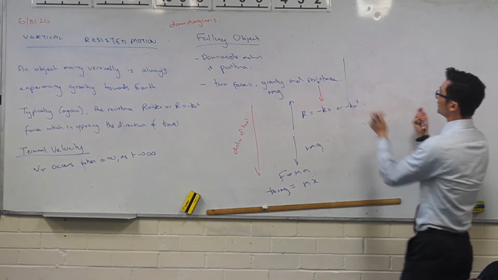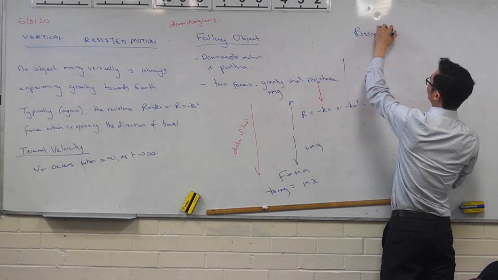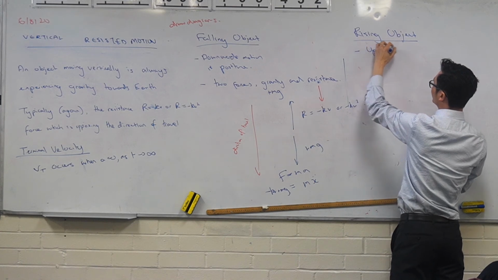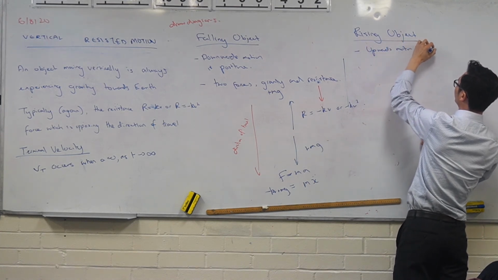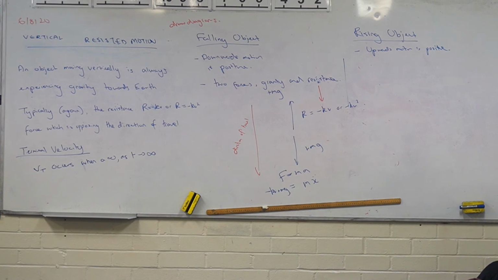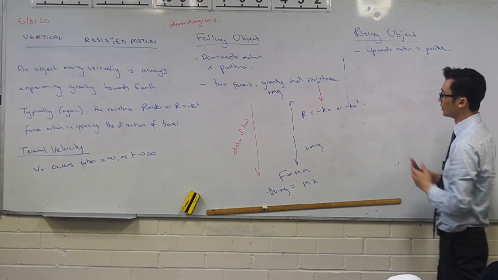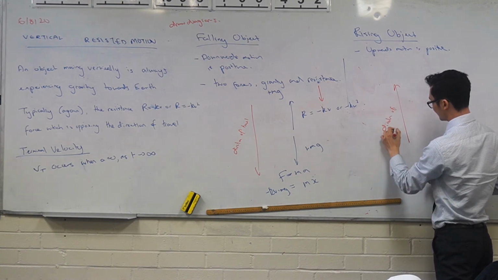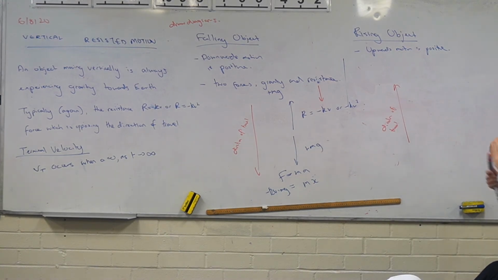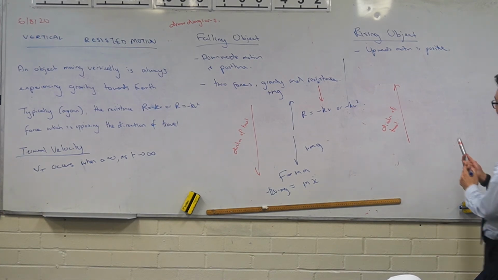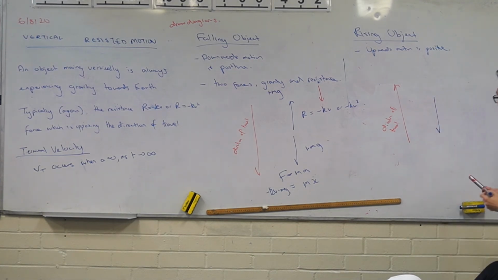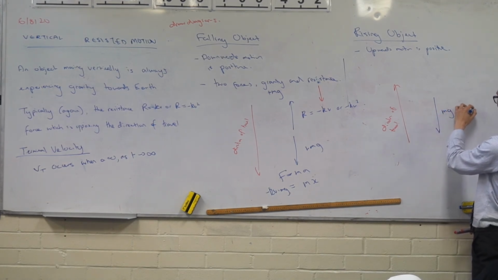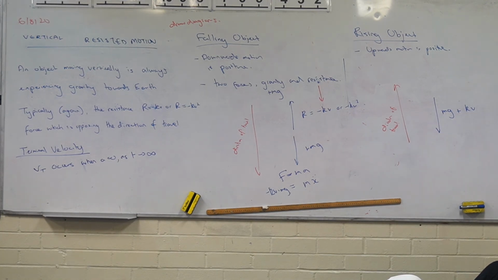As opposed to if we had a rising object, our upwards motion is positive. We still have the two forces in the rising object, right? But now the direction of travel is different. So the direction of travel is going up. And now we have two forces acting on this. We've got the mg, and we've got kV as well. We've got the resistance. So they're going in the same direction now, in this case, yeah.